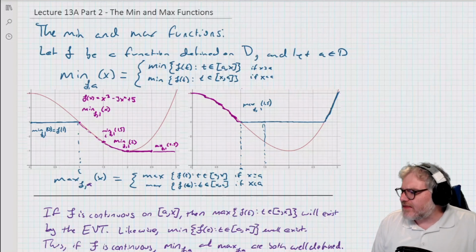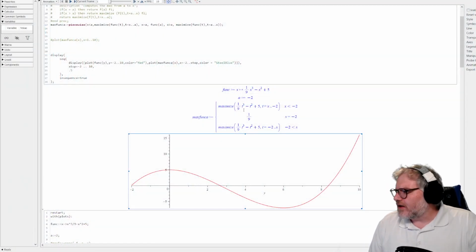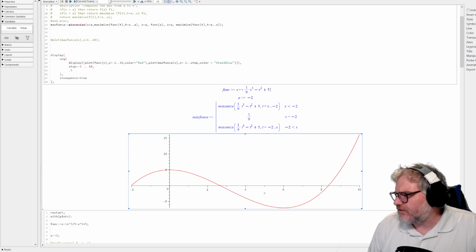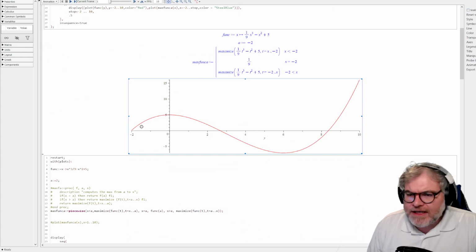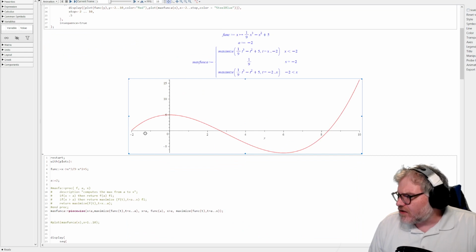Okay, so if I think about this, let's do some examples here. So here my function is 1/9 x cubed minus x squared plus 5. Now what I'm going to do, again, is define a base point. In this case, my base point is -2. So here's my base point. Now I want to get the output of the max function. So here's the graph of f.